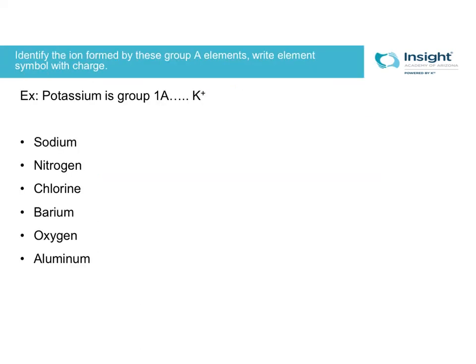So, just a little bit of practice. Use that screenshot that you just took. See if you can get these answered. I'd say pause the video here, because this is definitely something you want to be able to do. If you need to, go back, screenshot the group A ion pattern. But then you're just going to go, okay, well, sodium I can see is in 1A. So that means it forms a +1 ion, so it would be Na+.